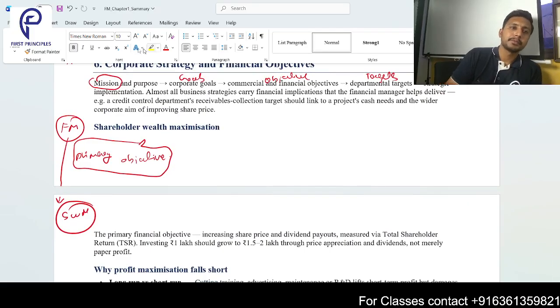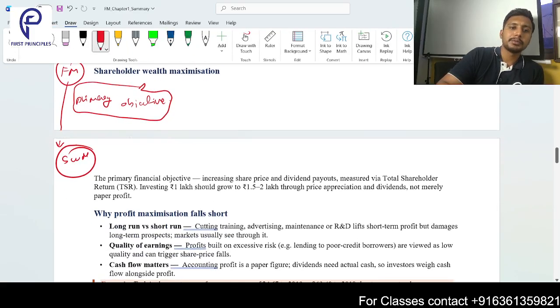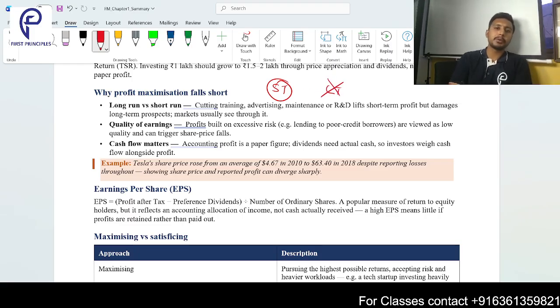Across the mission and purpose, corporate goals, and commercial and financial objectives, the primary objective will always be shareholder wealth maximization. Why does profit maximization fall short? Long run versus short run. If you cut training, advertising, and maintenance, your profit will be very good in the short term, because you would have cut all this. But in the long run, your business will suffer.